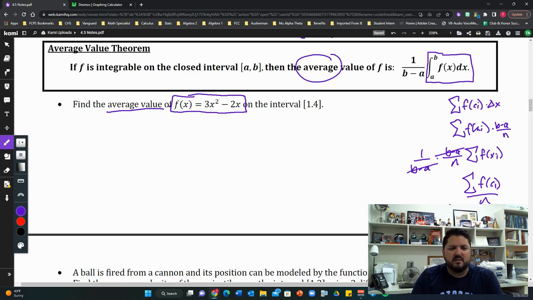And for a problem like this, it's pretty straightforward, so it's not that confusing. But when we look at the next one, you're going to see where it can get a little tricky. But that's the rule: for the average value of a function, that function must go into the integral.